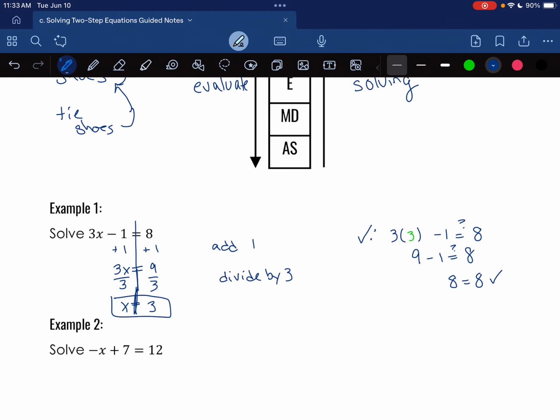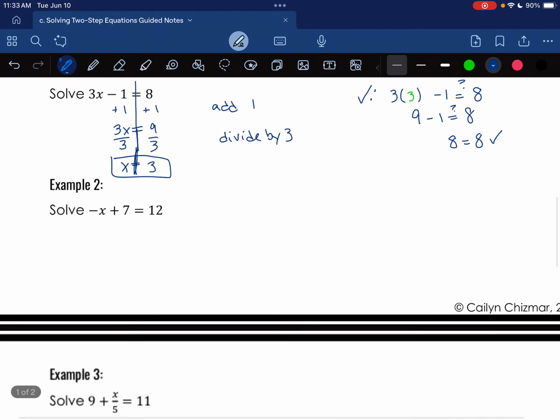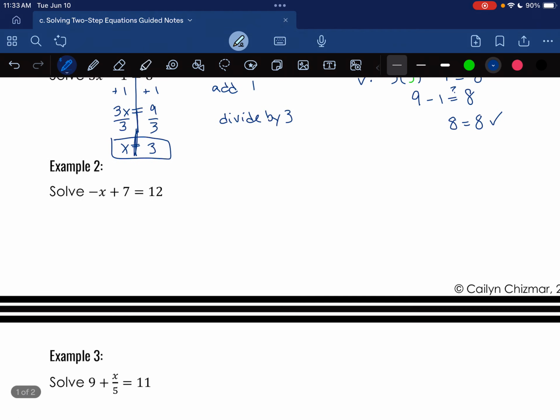All right, let's do another one. So we are trying to get x alone. X right now has a negative in front of it, and then we're adding 7. So first things first, I'm going to subtract 7, right? And the goal there is we're trying to undo addition.